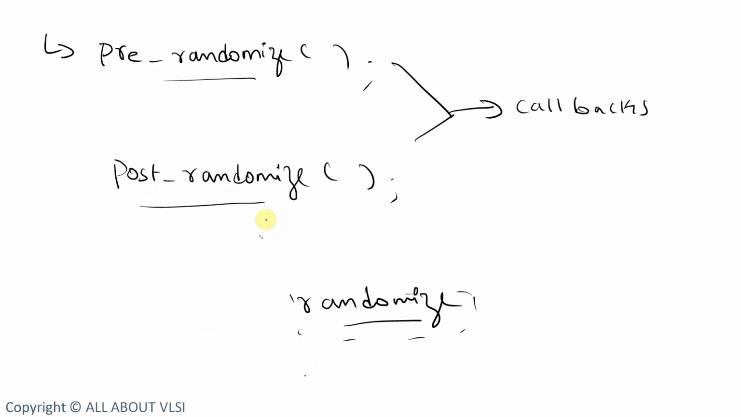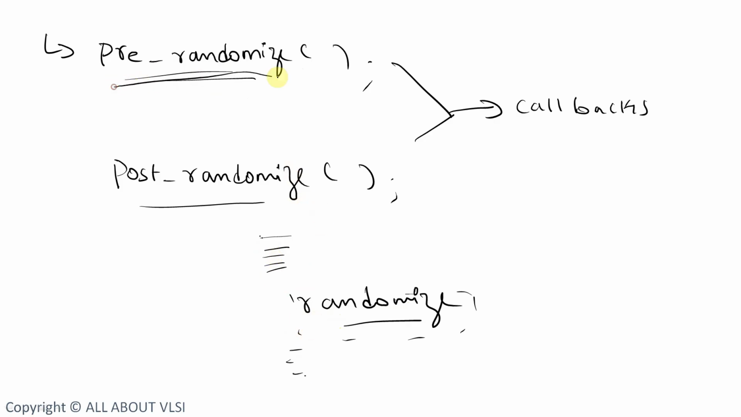If you declare the pre-randomize and post-randomize methods in your code, then only the code which you have written will be executed, or else nothing will be executed. There will be no body. So the user should explicitly declare them and declare the body for them. Whenever we call the randomize method, it is going to call the pre-randomize method and the post-randomize method.